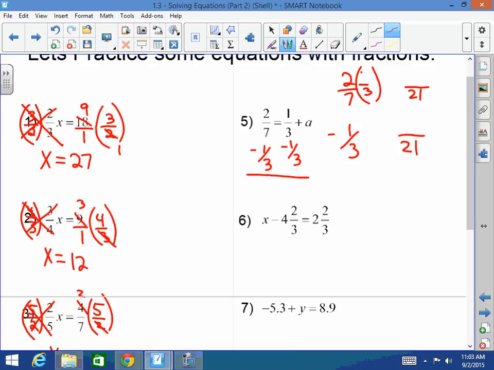Remember that whatever you multiply to the denominator, you must multiply to the numerator. So that is 6/21. How do I get from 3 to 21? By multiplying by 7. Remember that whatever you multiply to the denominator must be multiplied to the numerator. So I've got negative 7/21. 6/21 minus 7/21. When the signs are opposite, you subtract as normal and keep the sign of the largest absolute value. So a will equal negative 1/21.